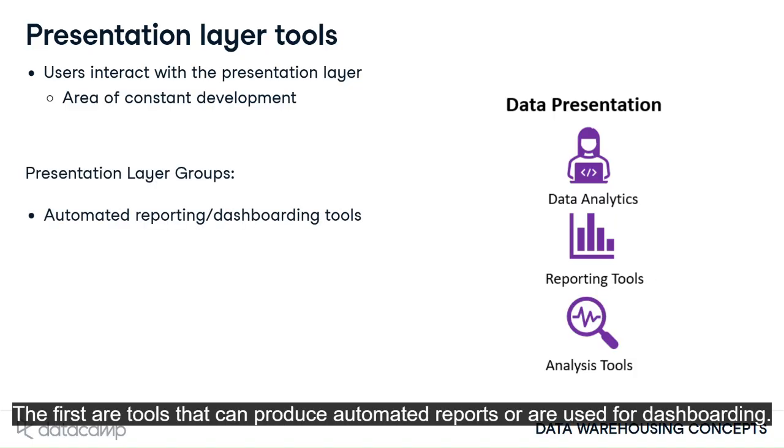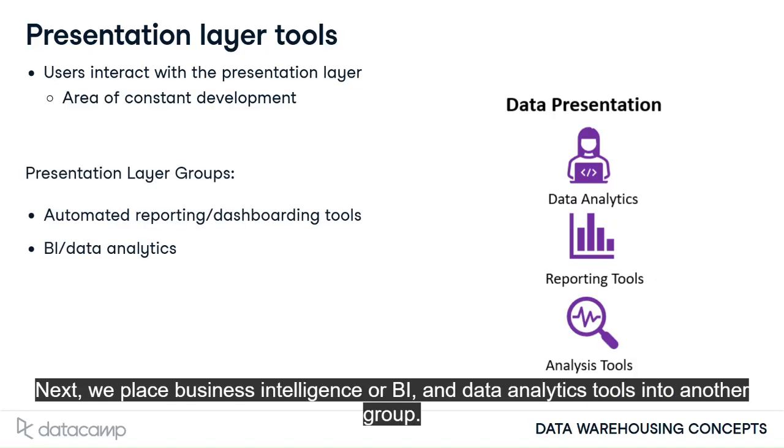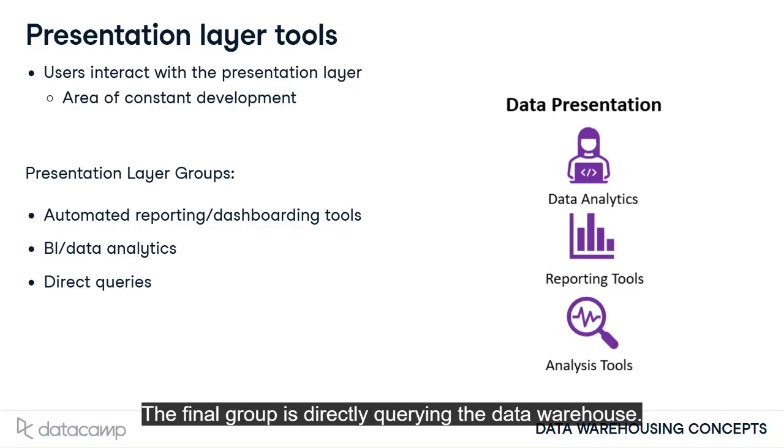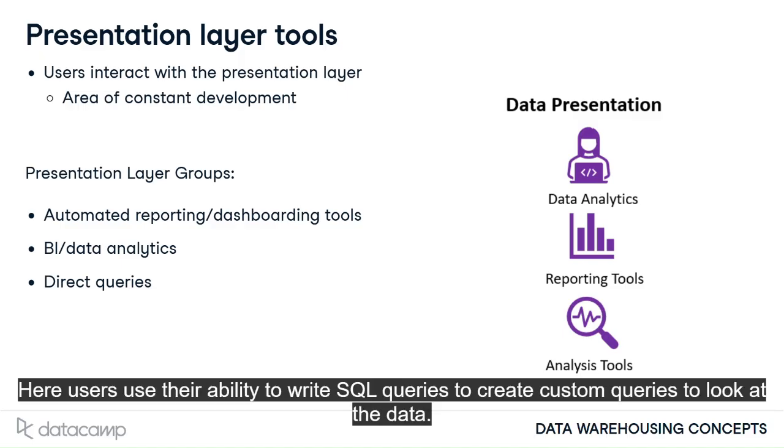The first are tools that can produce automated reports or are used for dashboarding. Next, we place business intelligence or BI and data analytics tools into another group. Users use these tools to explore the data and find patterns. These tools may have a graphical drag and drop interface. The final group is directly querying the data warehouse. Here, users use their ability to write SQL queries to create custom queries to look at the data.